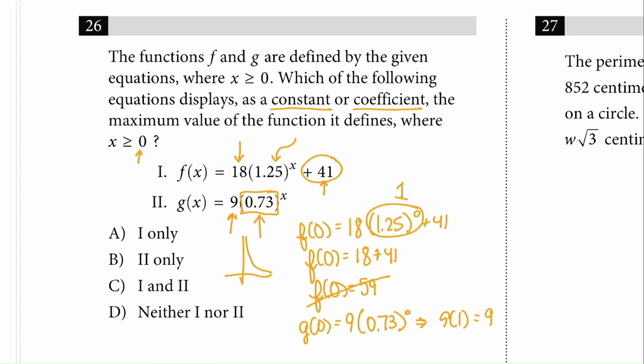Now, if f of x has to be greater than or equal to 0, that means that we are taking this decay function and we are segmenting it and saying it only exists over here onto the right side of it. So that means that g of 0 is going to have that intersection point at 9, and that is going to be the largest value. So the answer is B.